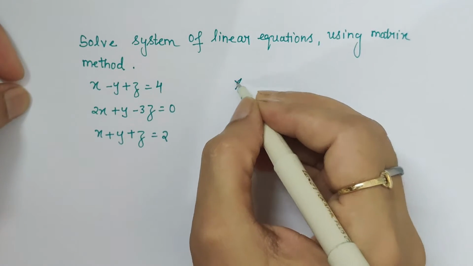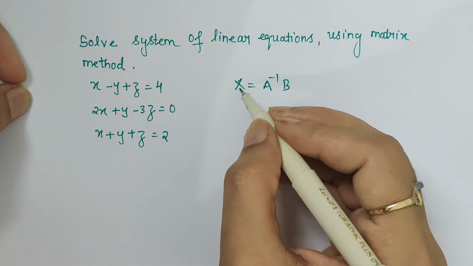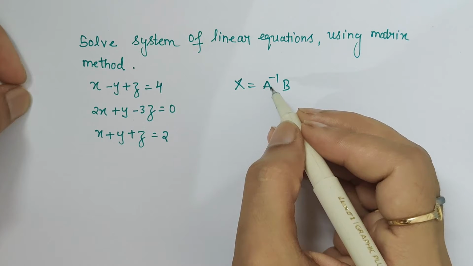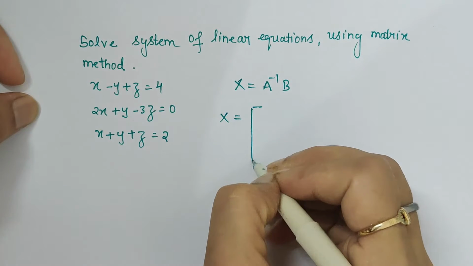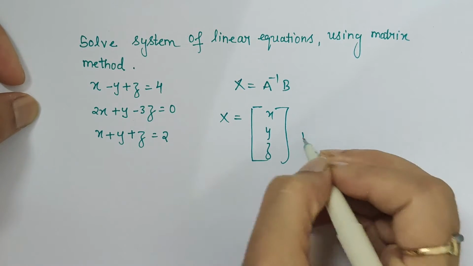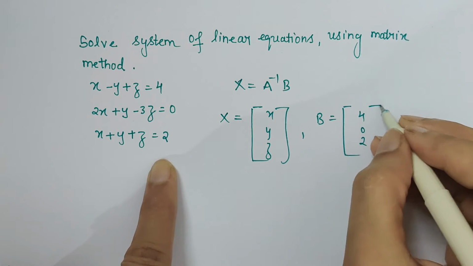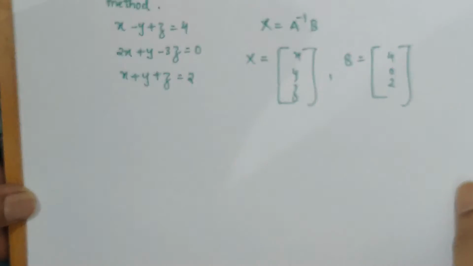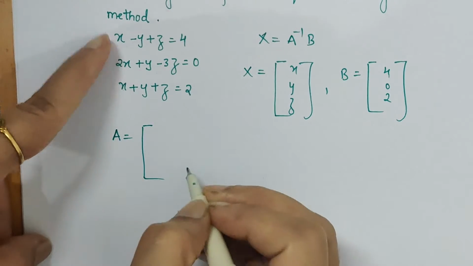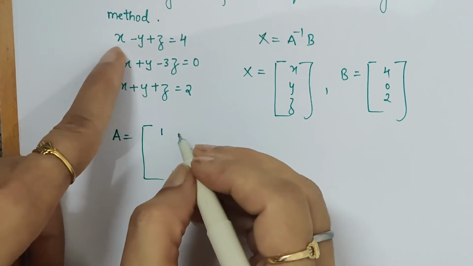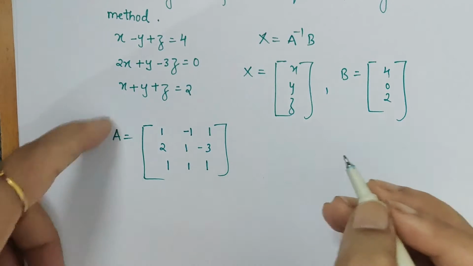The formula here is X equals A inverse B. So we must find A inverse for getting X, and before A inverse we must find the determinant of the matrix. Let's write down what X, A and B are. X is nothing but the unknowns x, y, z. B is the values on the right hand side: 4, 0, 2. And A is the matrix obtained from the system of linear equations, the coefficients of the variables: 1, minus 1, 1, 2, 1, minus 3, 1, 1, 1. So this is my A.